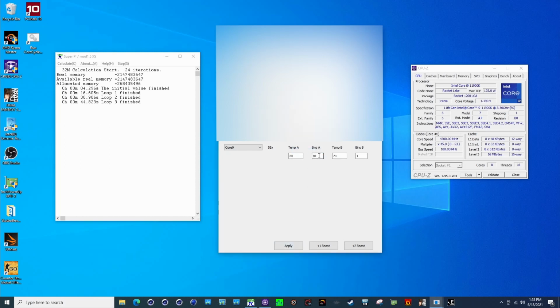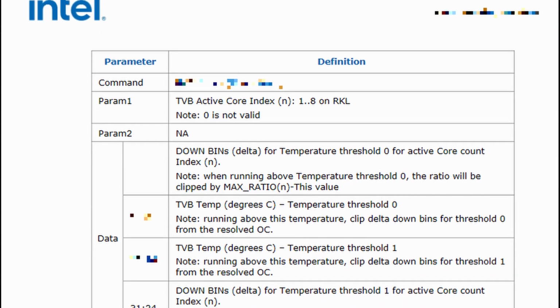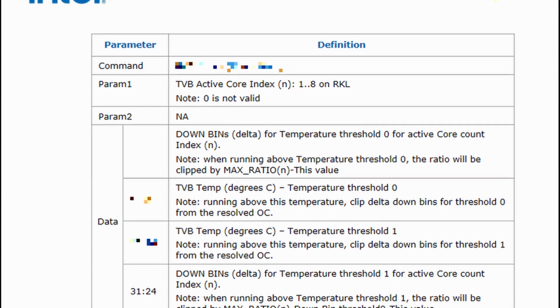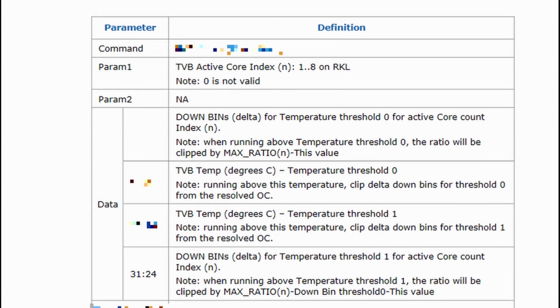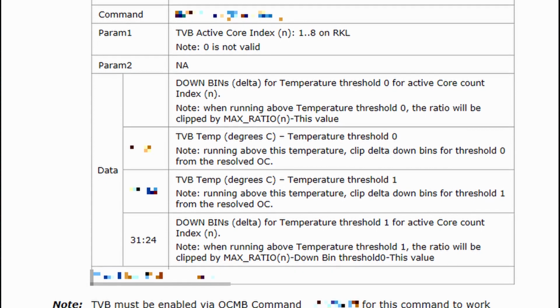The functionality to set OCTVB on a per-core ratio limit basis is not exposed in the Intel documentation and is unlikely to end up in any BIOS. But who knows, maybe we'll see it pop up in the future. Okay, back to the BIOS.